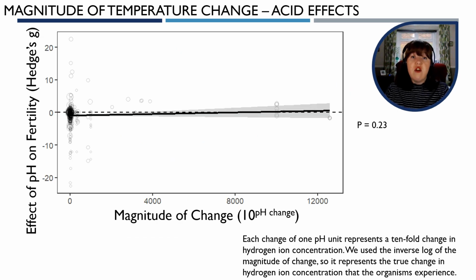As we expected larger deviations from optimum pH levels to cause greater declines in fertility, I looked at the effect of the magnitude of the pH change. Each change of 1 pH unit represents a tenfold change in hydrogen ion concentration, so we use the inverse log of the magnitude of change, so it represents the true change in hydrogen ion concentration that the organisms experience, and found that there was no significant difference in the effect of pH across different magnitudes of change.